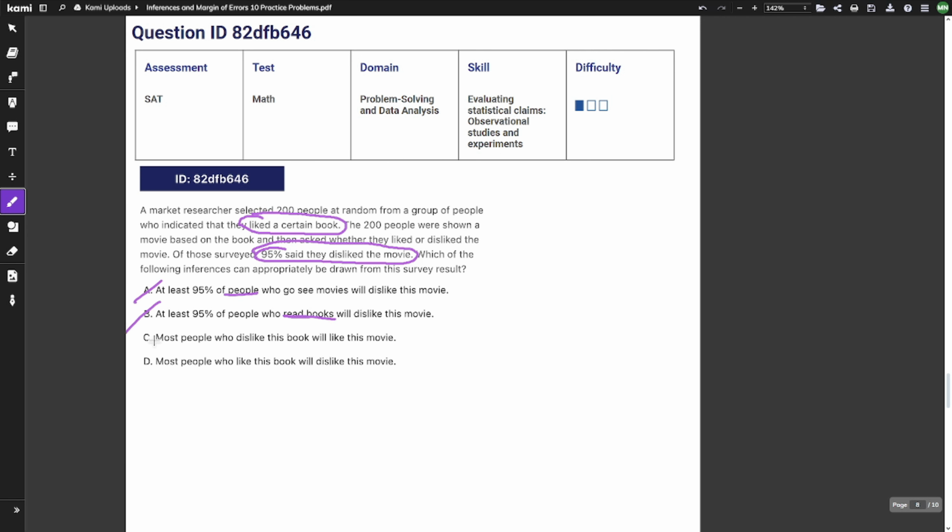So not B. C. Most people who dislike this book will like this movie. Well, we know the opposite is true. We know that people who like it dislike it, but we can't say that people who dislike the book will like the movie either, right? And then D. Most people who like this book will dislike this movie, and that's exactly what this says. So our answer is D.